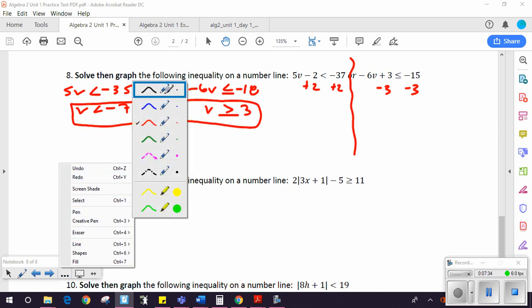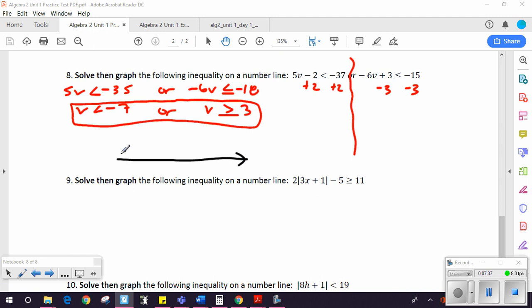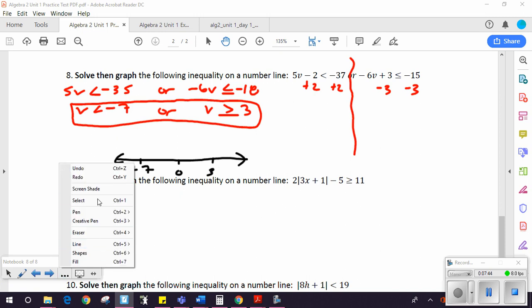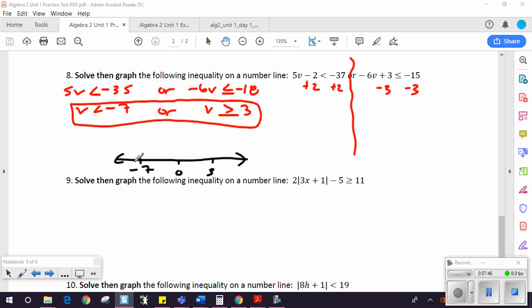So let's draw our number line. We need negative 7, we need 0, we need 3. For negative 7, it's going to be an open dot because there's no equal to bar. And since v is less than negative 7, we shade everything to the left. For v is greater than or equal to 3, we need a closed dot on 3 because of the equal to bar. And we're going to shade everything to the right.